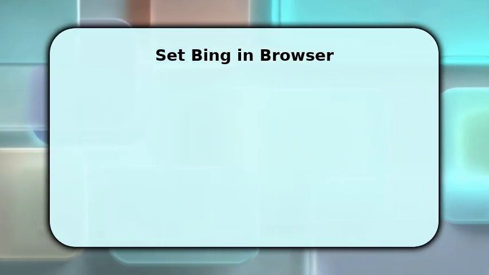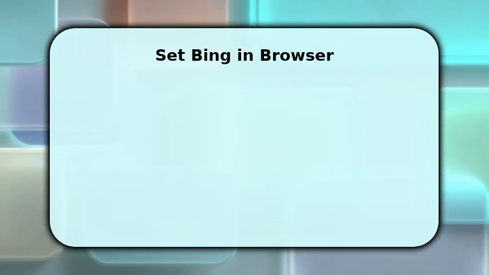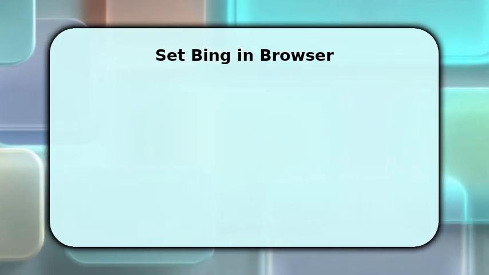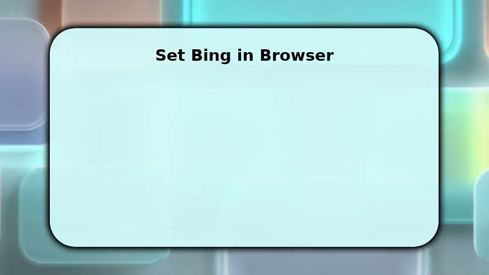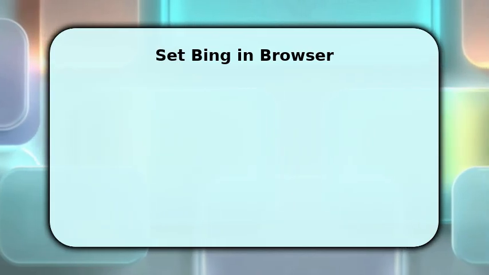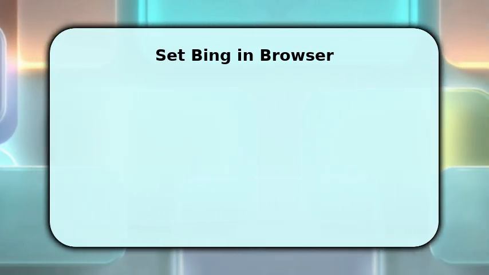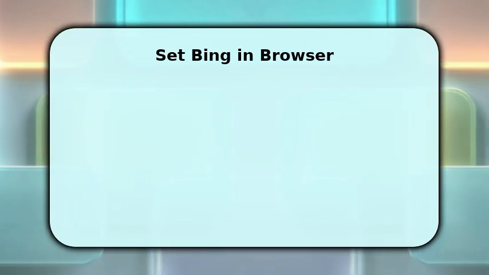Enter the name Bing and the search URL with %s as the query placeholder. Save that entry, then select it as your default. Make sure to close and reopen the browser to apply the change. If using profiles, repeat inside each profile to ensure all windows use Bing.